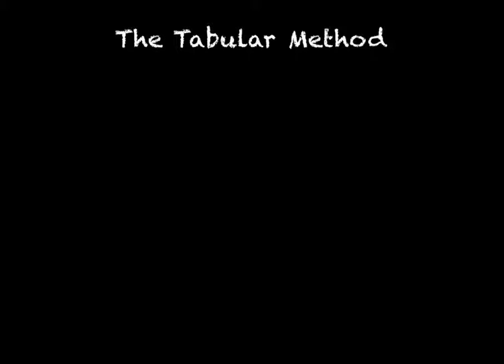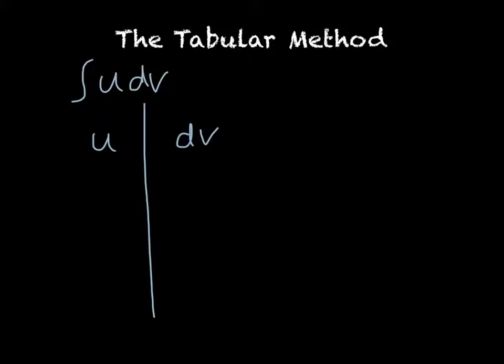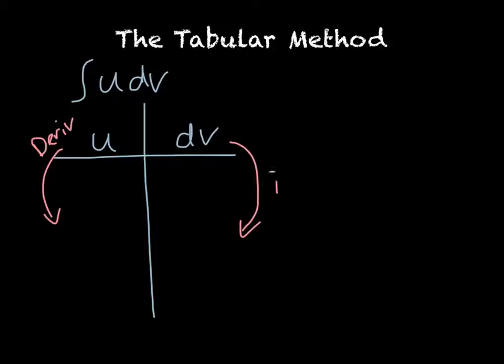Sometimes when you have a more complicated integral, you'll have to use integration by parts multiple times to get your answer. To simplify things, we can use something called the tabular method. The way it works is you have the integral of u dv. We can create a little table of u's and v's. So we start out by just writing u and dv. On the u side of the table, you're going to take the derivative at each step, and on the v side of the table, you're going to integrate at each step.